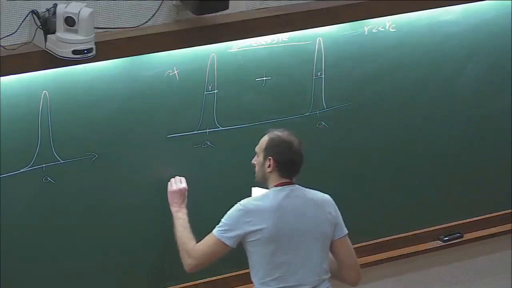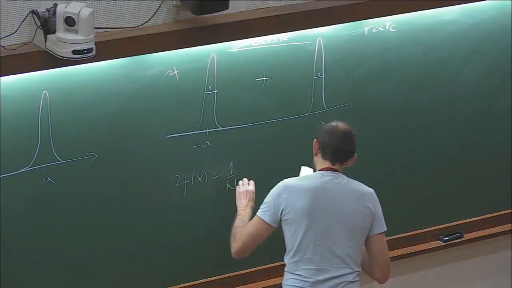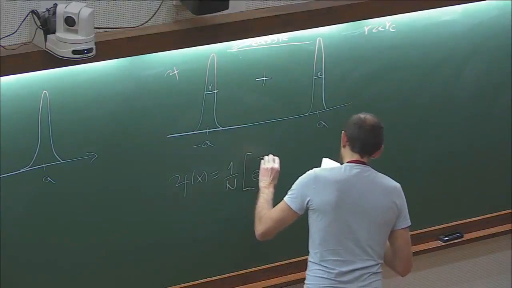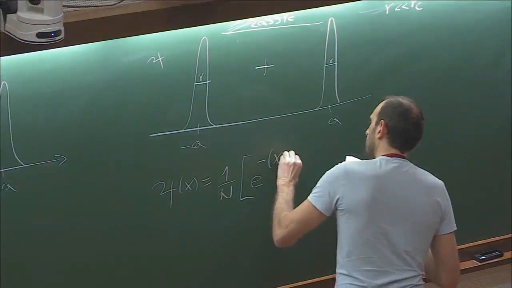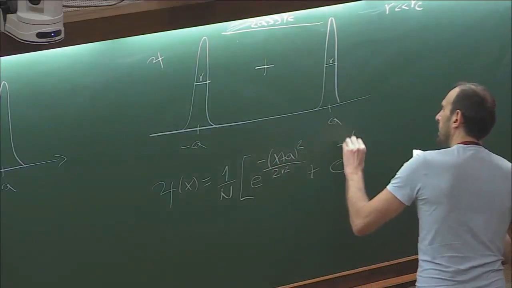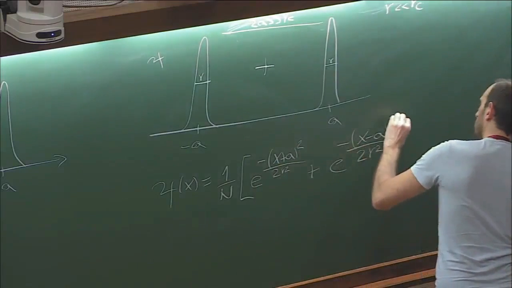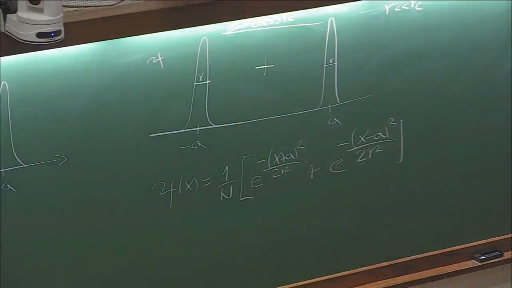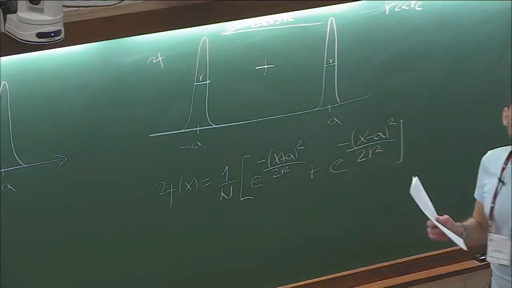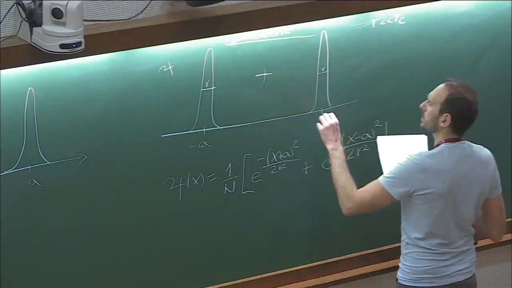Or to be precise, psi of x is equal to some normalization factor times e to the minus (x plus a) squared over 2r squared plus e to the minus (x minus a) squared over 2r squared. Just a superposition of two Gaussians and a normalization factor. Now, suppose that a collapse occurs. Nature has to choose. Let's choose a point, whatever we want, this one, just because I made it here in the picture.